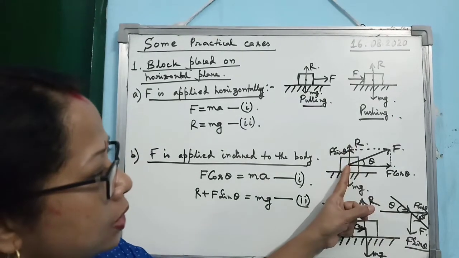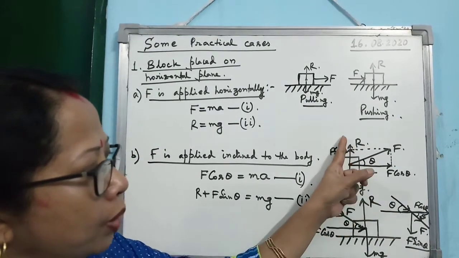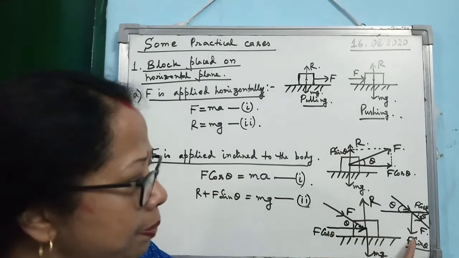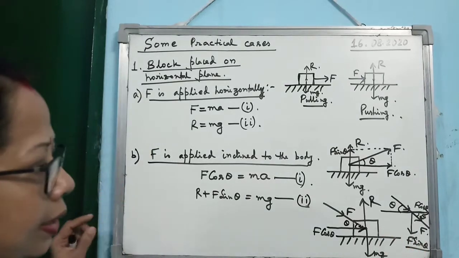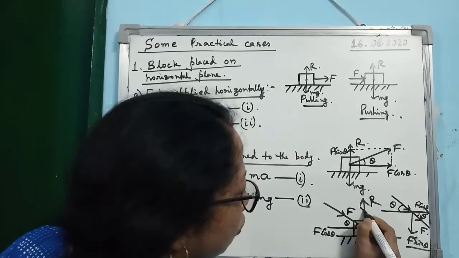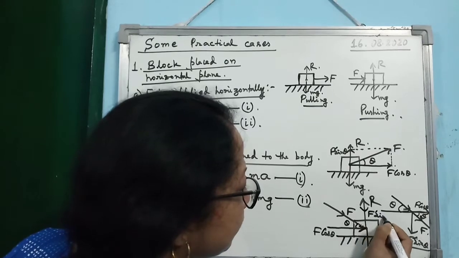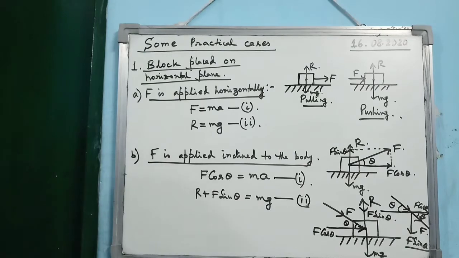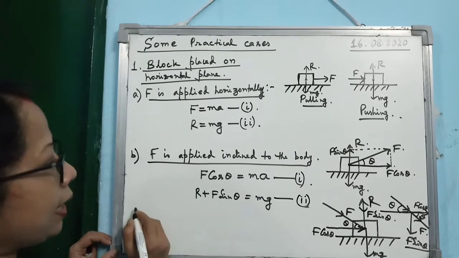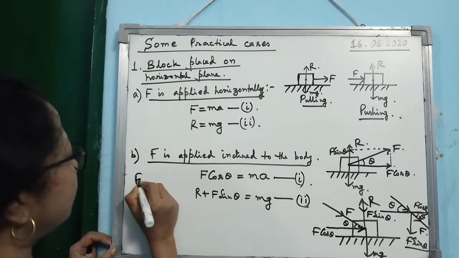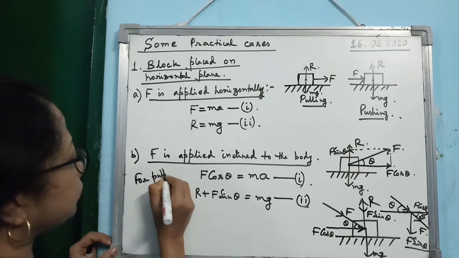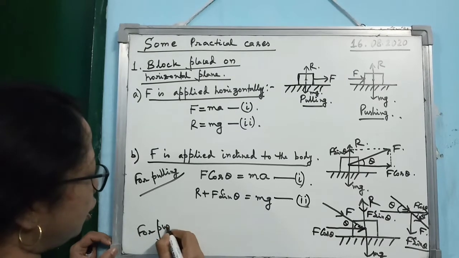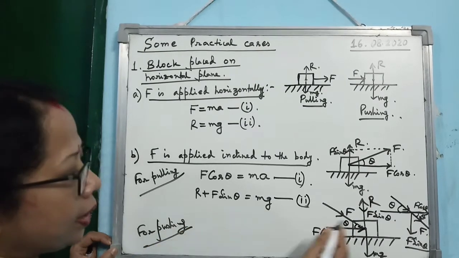But in the earlier case, you see F sin theta was in the upward direction. But in this case, when you are pushing the body, then F sin theta is coming in the downward direction. So you can show the force this way, that F sin theta is in the downward direction and F cos theta in this direction. Alright. So in the second case, this is for pulling, and if you consider for pushing, what can you write?